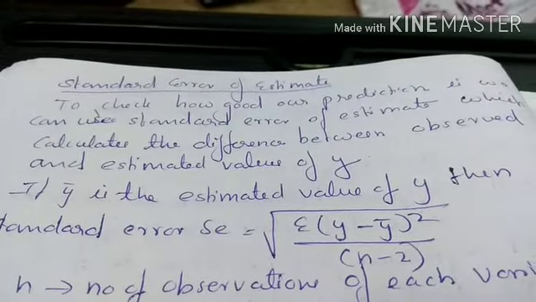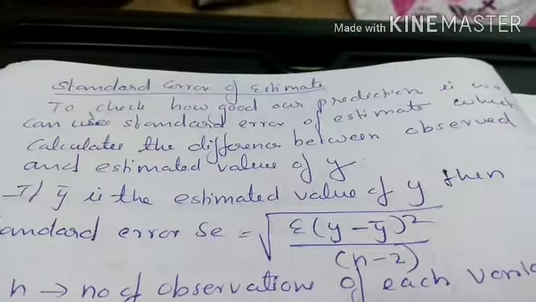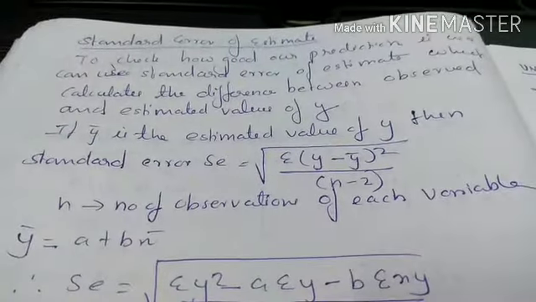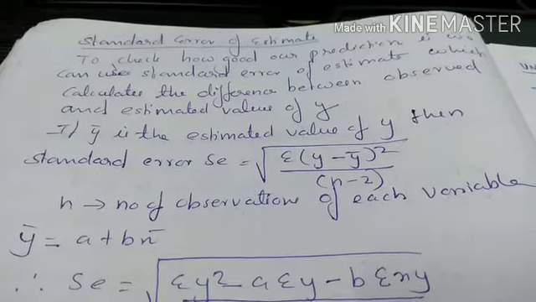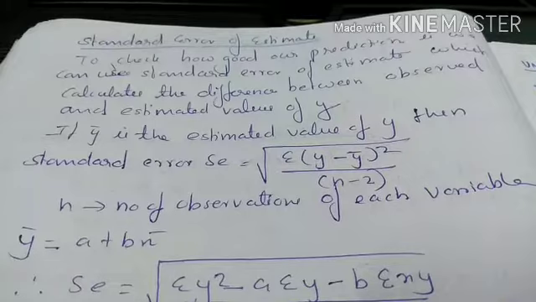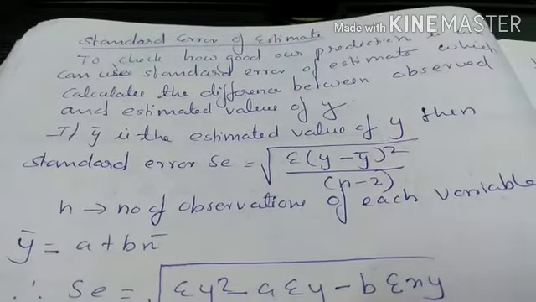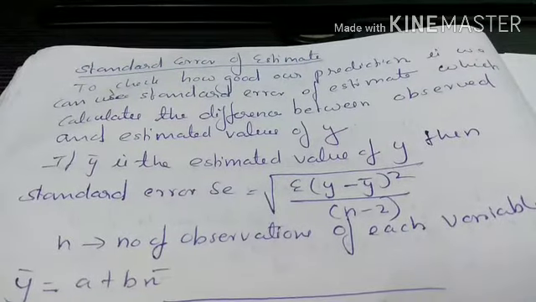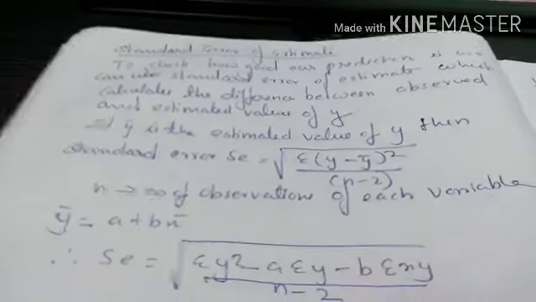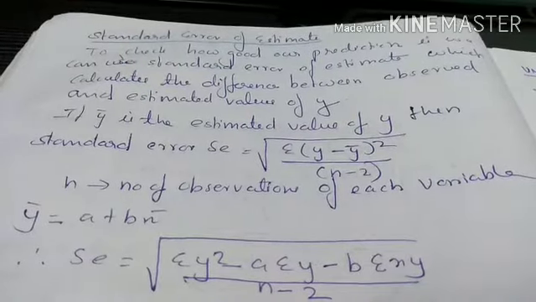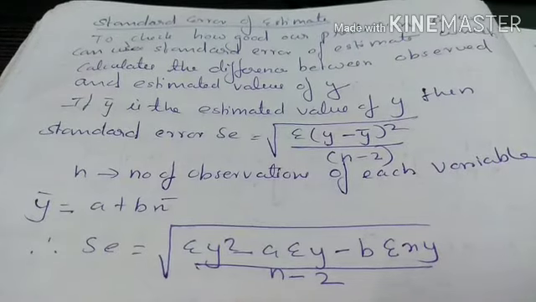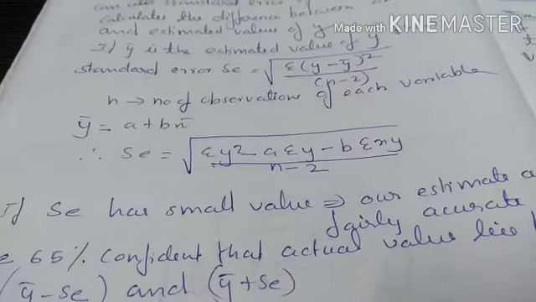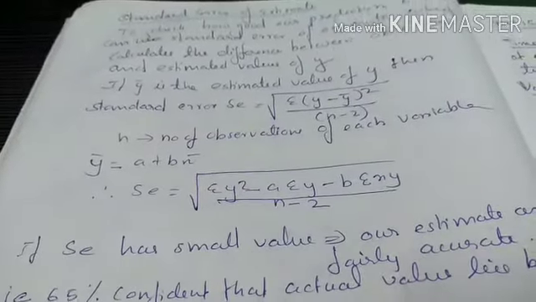To check how good our prediction is, we can use the standard error of estimate, which calculates the difference between the observed and estimated value of y. If y bar is the estimated value of y, then standard error Se equal to root of sigma (y minus y bar). y minus y bar is the residual, that is the difference between the actual and the estimated value. So Se equal to root of sigma (y minus y bar) the whole square by n minus 2. n is the number of observations of each variable. y bar is a plus b x bar. Se equal to root of (sigma y square minus a sigma y minus b sigma xy) by n minus 2.